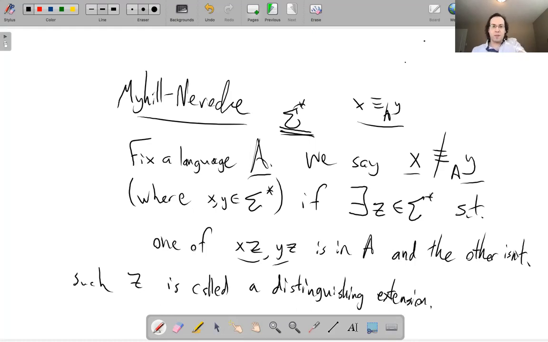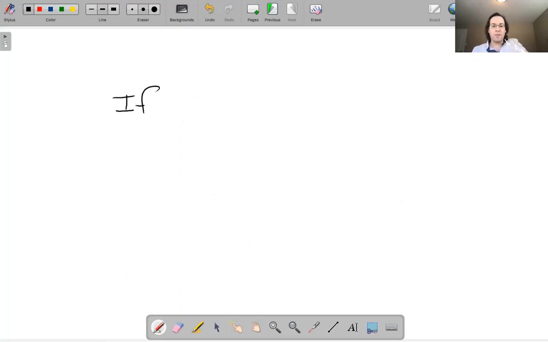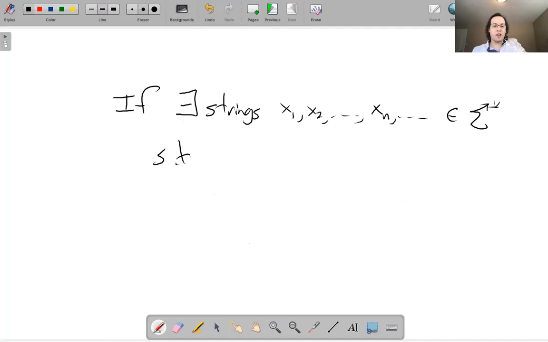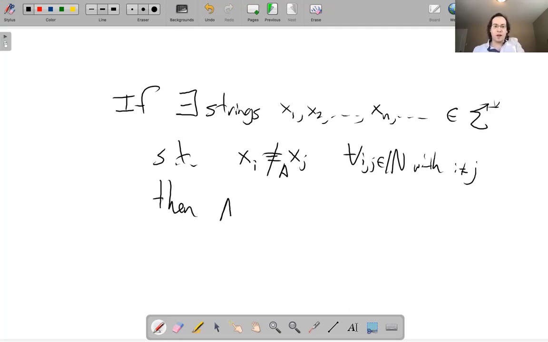So in particular, the Myhill-Nerode theorem says that if there exist x1, x2, infinitely many strings in sigma star, such that xi is not equivalent to xj under A for all i, j in n with i not equal to j, so if no pair is equivalent to each other, and you have infinitely many such strings, no two of which are equivalent, then A is not regular.